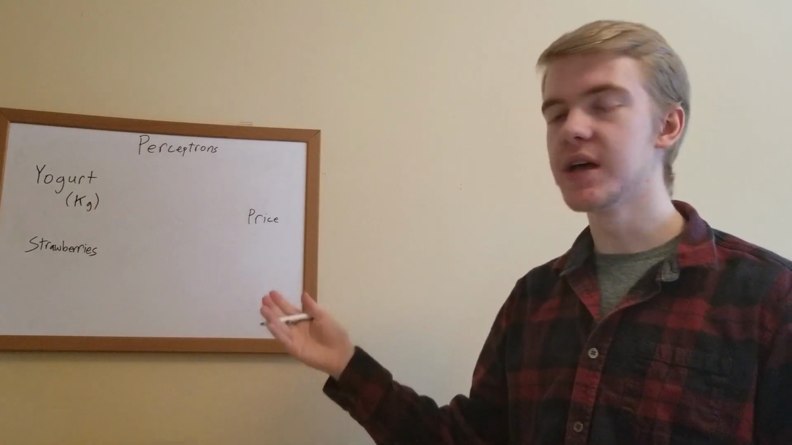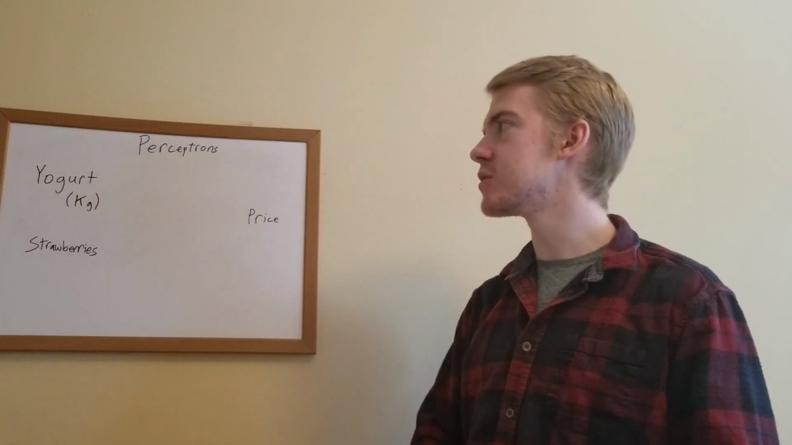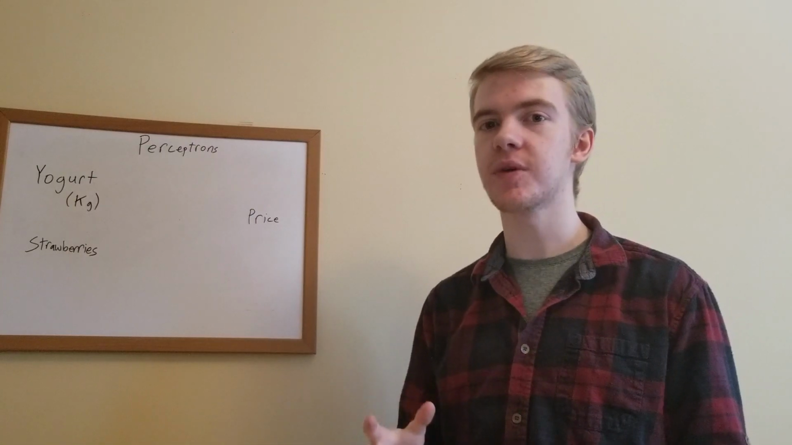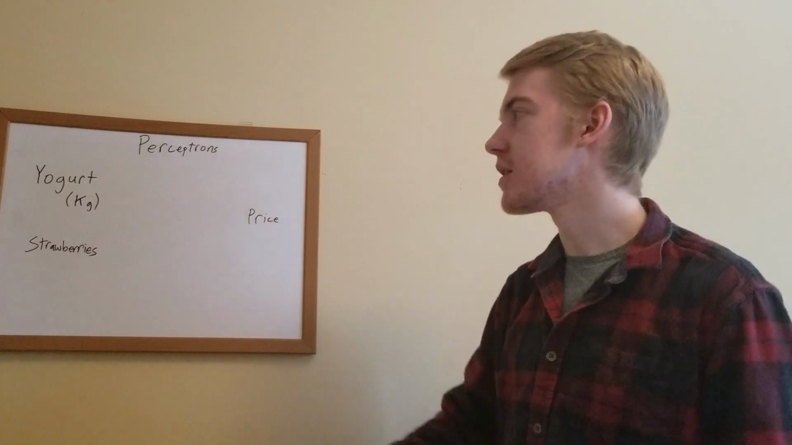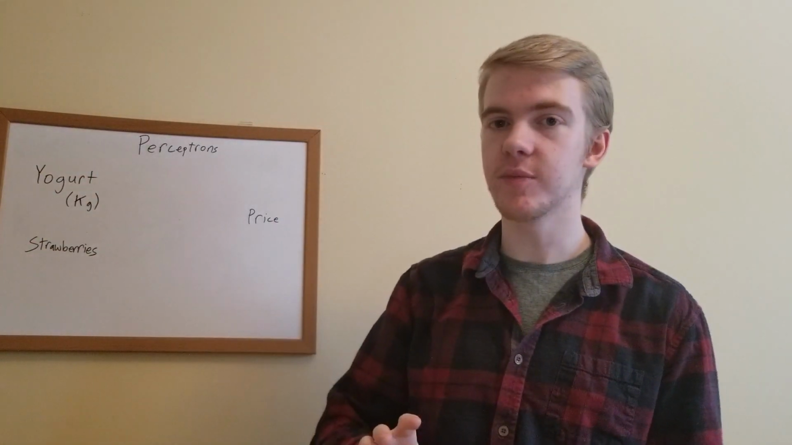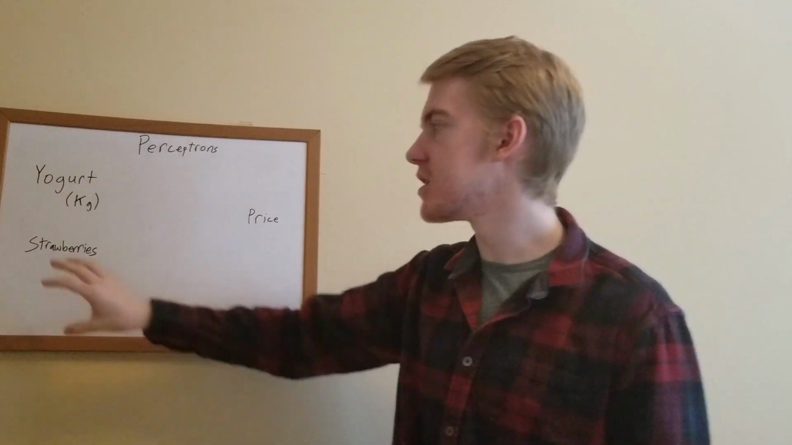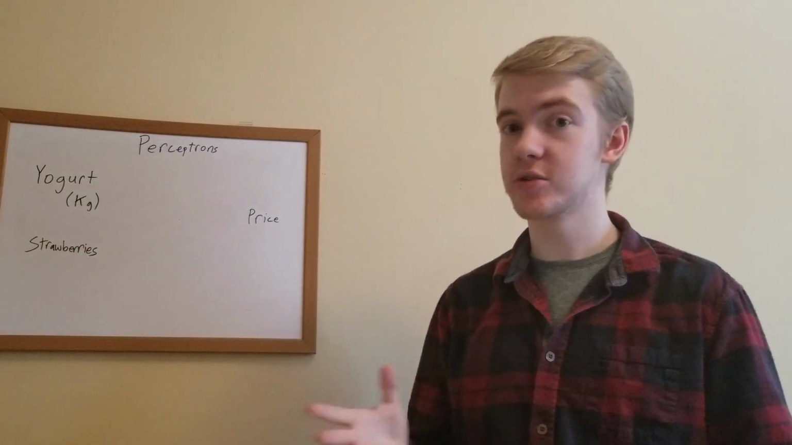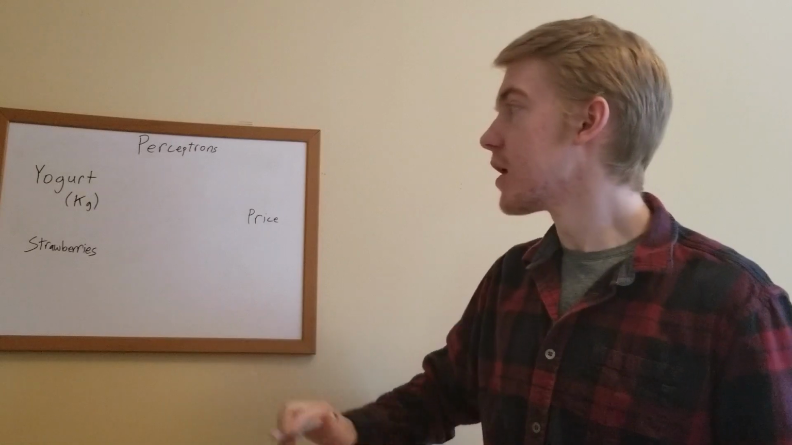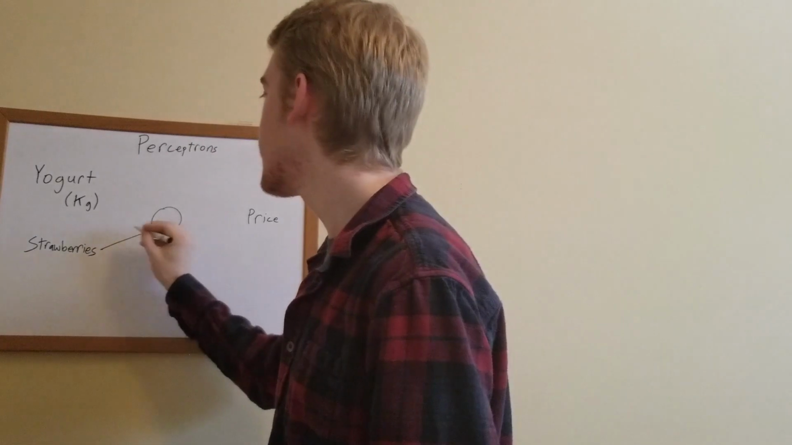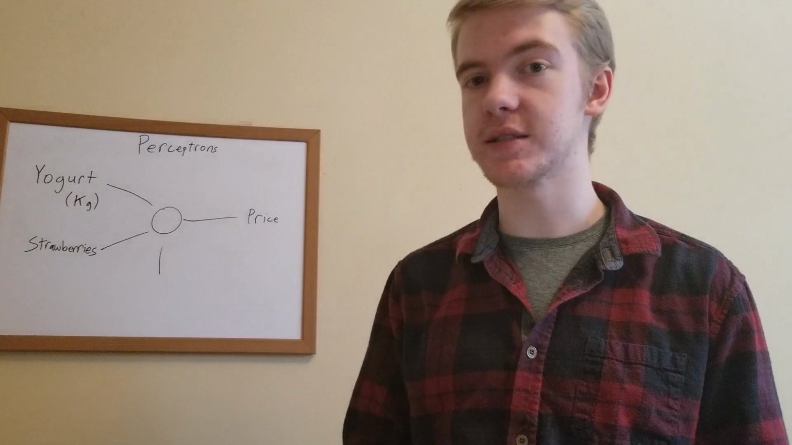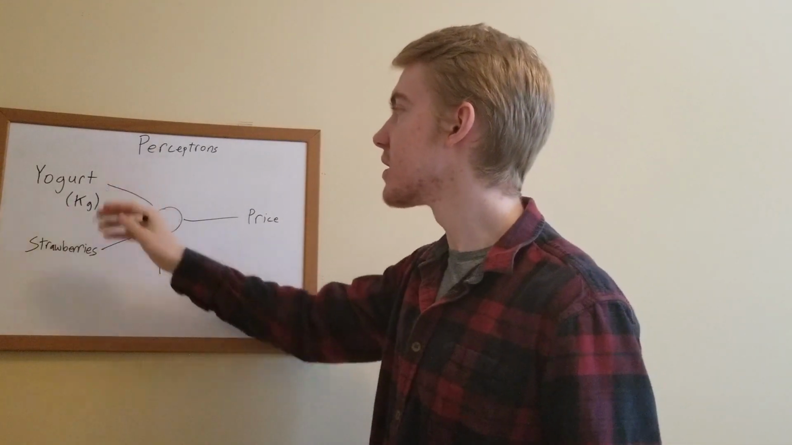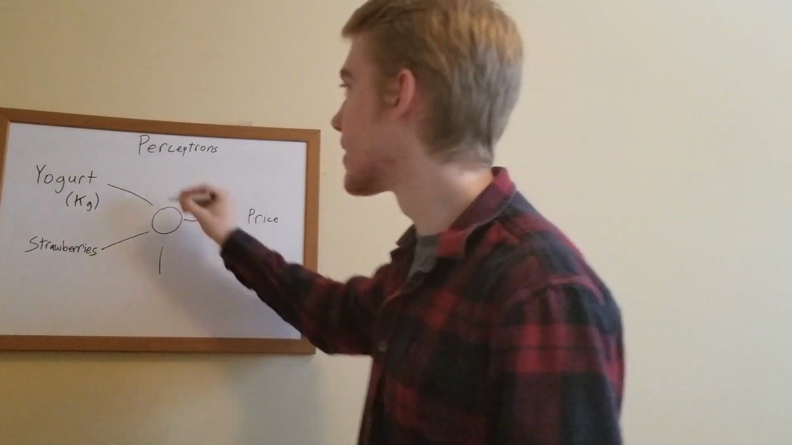So in this example, I have decided that we are going to work through making a perceptron to predict the price of frozen yogurt. So there's two inputs for this. There is the amount of yogurt that you have put in your bowl in kilograms, and there's the number of strawberries that you've put in your bowl. So now, over here we will make our perceptron. We will have these two inputs, we will have a bias, and we will have an output, which is going to be the price. The yogurt, let's say, is $5 per kilogram.